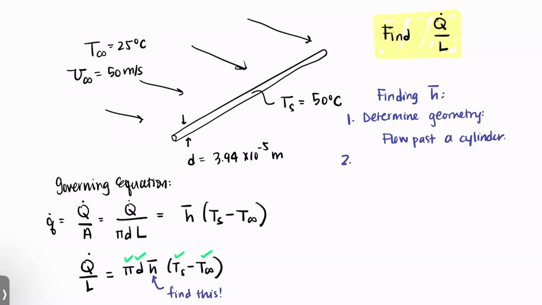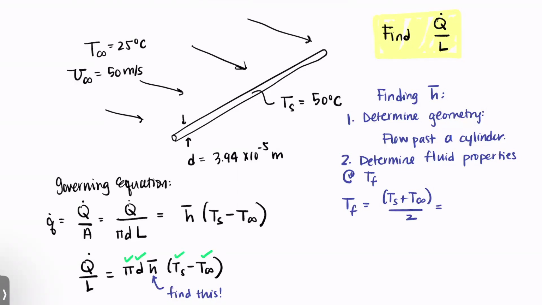All right, the second thing is we're going to determine our fluid properties at the film temperature. TF is just the average between the surface and the far away temperature. So we have TS plus T infinity divided by 2. So here we have 50 plus 25 degrees C divided by 2, which is 37.5 degrees C.